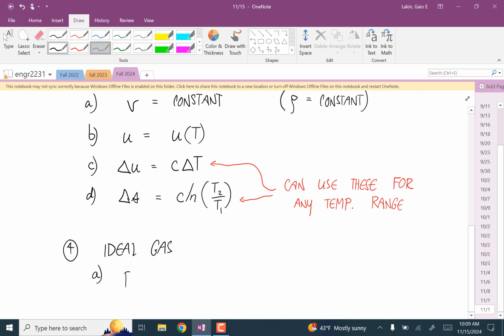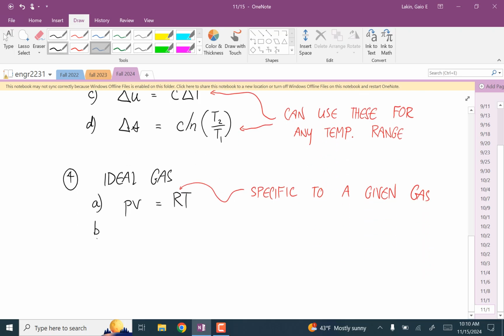Well, first, you know that Pv is equal to RT. And this R is specific to a given gas. So don't make the mistake of using the universal gas constant there.